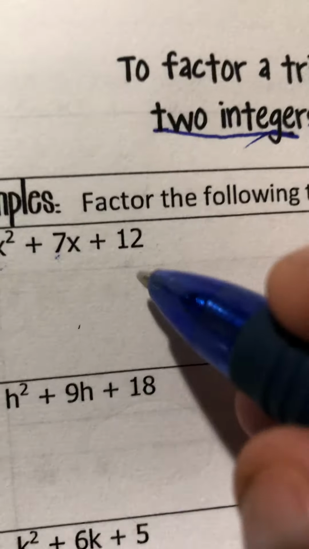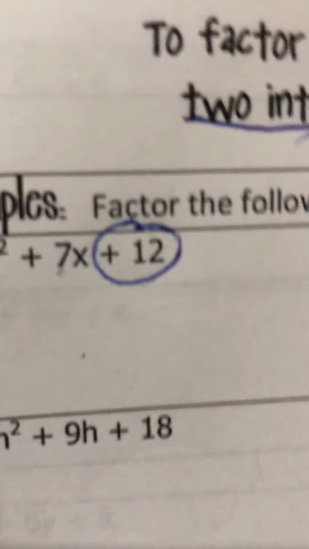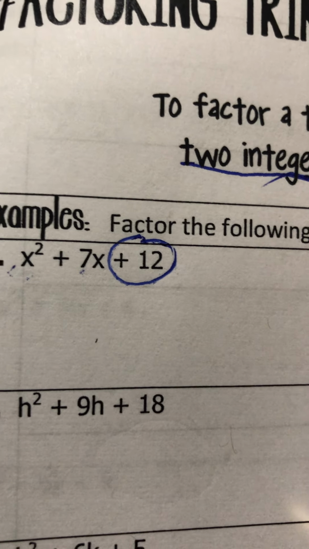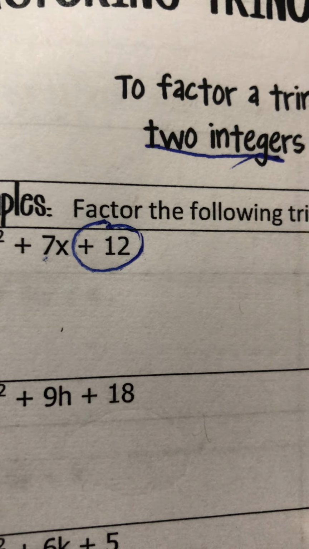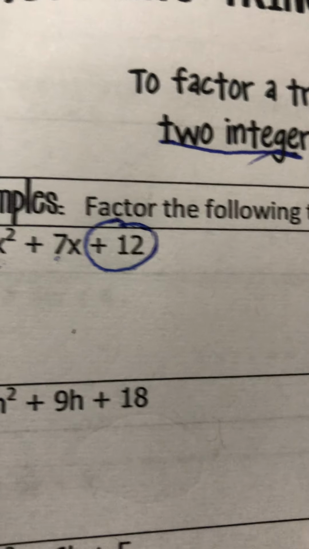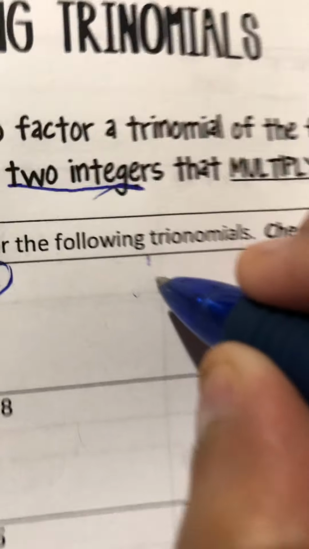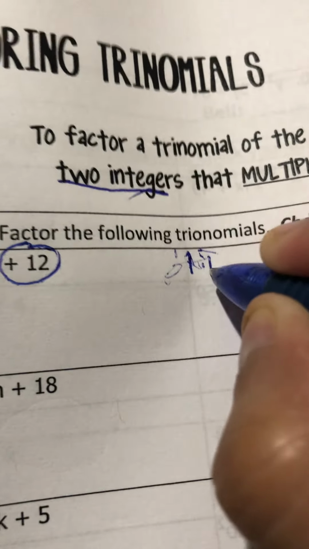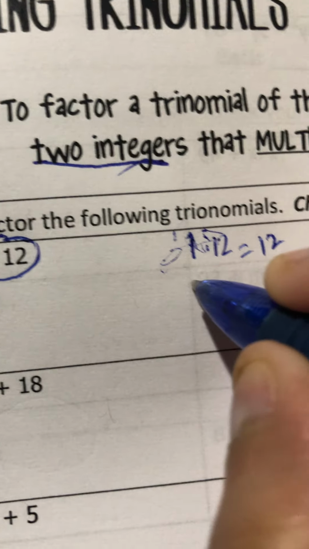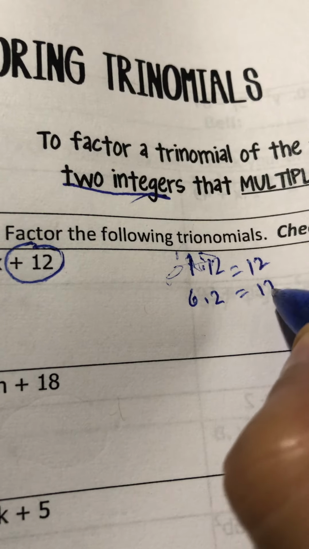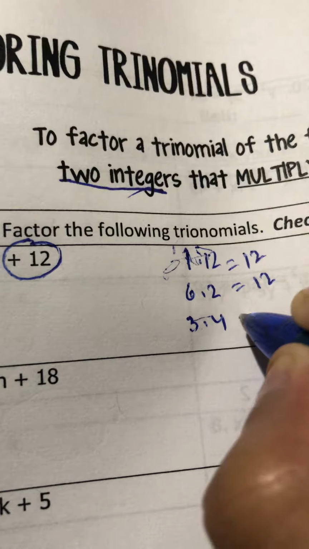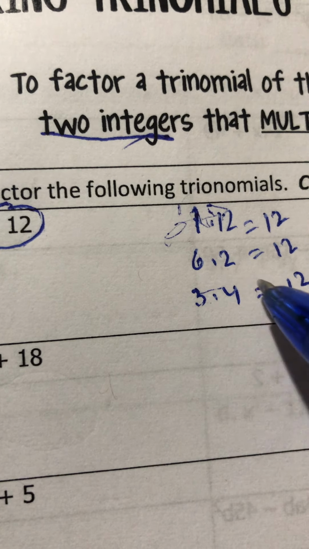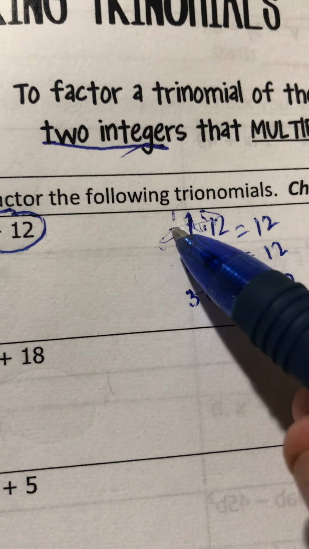integers that multiply and give you positive 12. The numbers that multiply to give positive 12 are 1 times 12, 4 times 3, and 6 times 2. I said integers, so it could be positive 3 and positive 4, positive 6 and positive 2, positive 1 and positive 12.